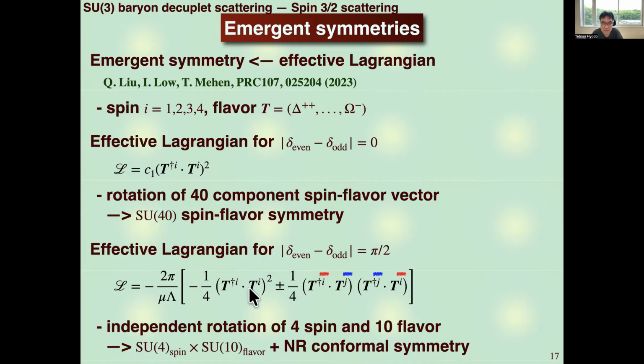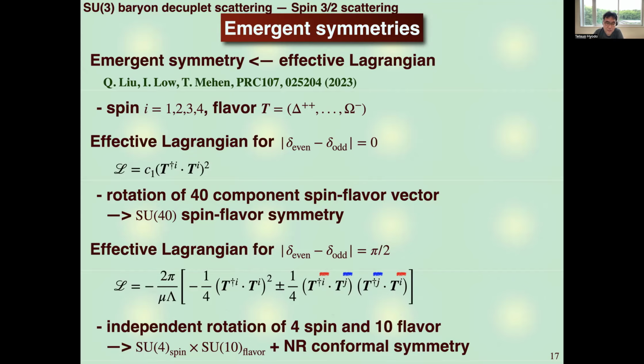This square means that Ti dot Ti times Tj dot Tj, the summing of the spin is taken in the same way as the flavor. But in this combination, T dot T, T dot T, the flavor indices are contracted with this combination, but spin indices are contracted with this part and this part, as well as this particle and this particle. So that's different from this. And for the symmetry operation that preserves this interaction Lagrangian structure, the SU(40) is not a symmetry because it is broken by this term.